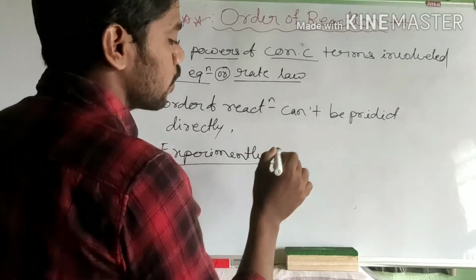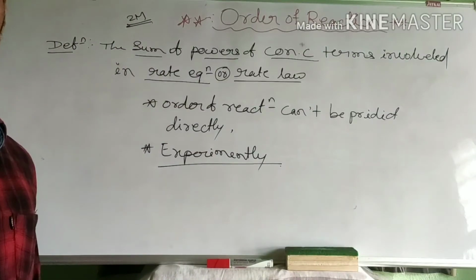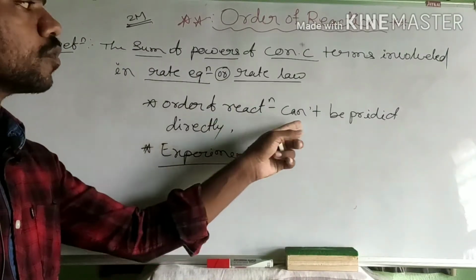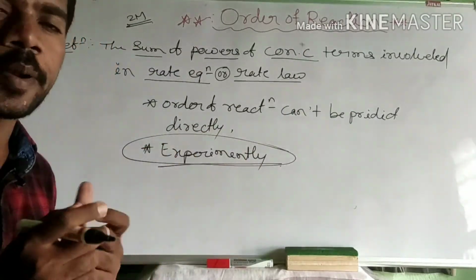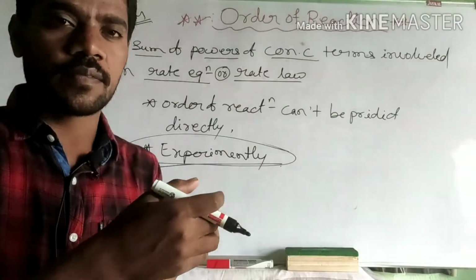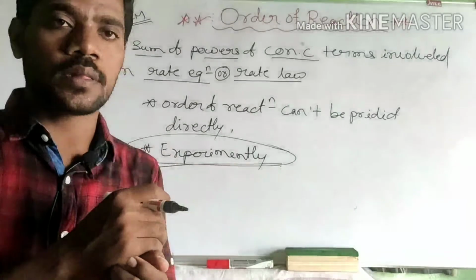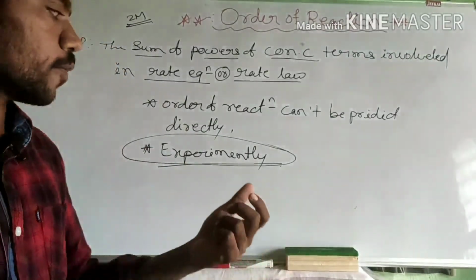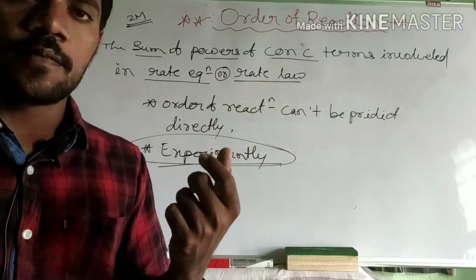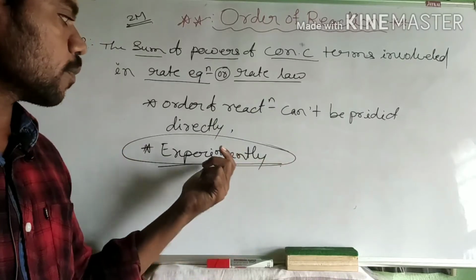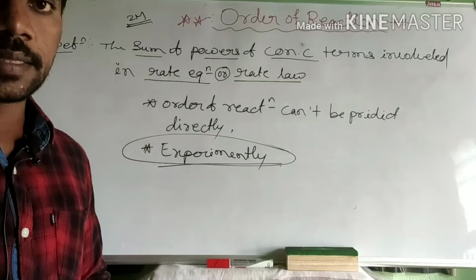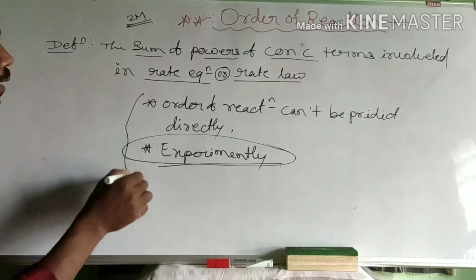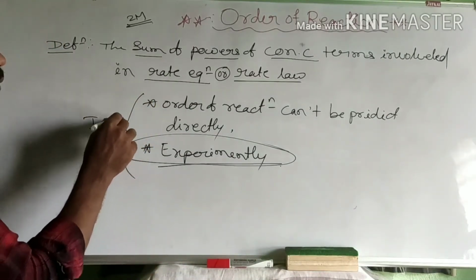Now, for any reaction, how to state the order of reaction? We cannot say it directly. To determine the order of a reaction, experiments are done. You go for higher studies like MSc, BSc, and there you do some experiment. From that experiment you conclude that this reaction is first order, zero order, like this. Therefore, order of reaction can be calculated experimentally but not directly. This is a very important point.